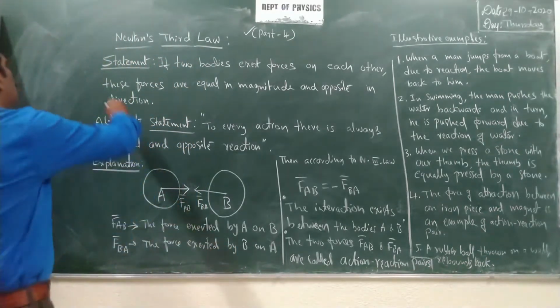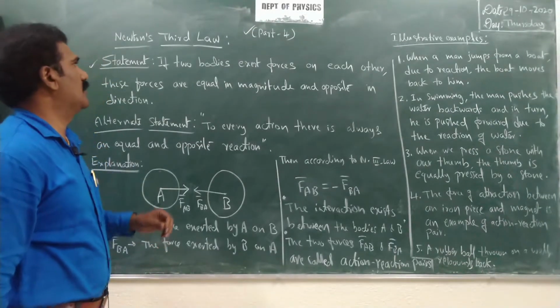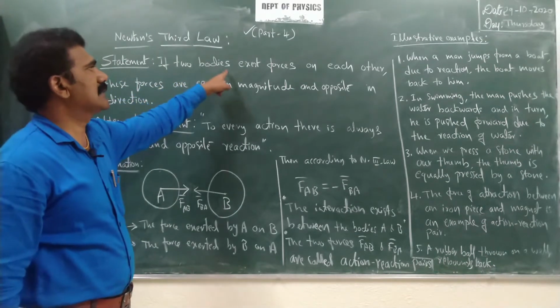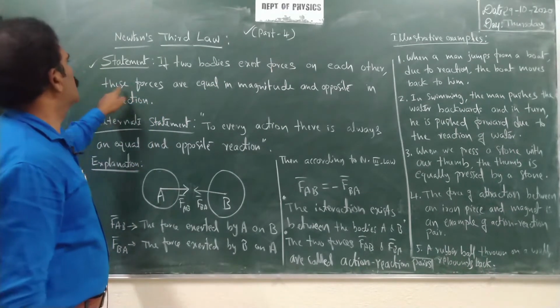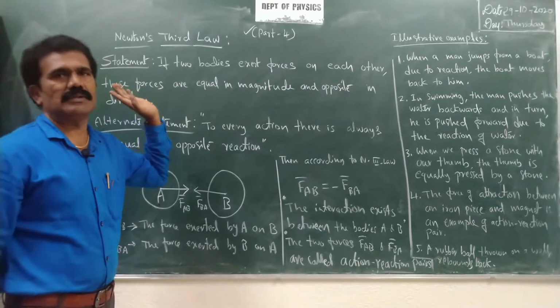As per the statements, you can consider Newton's third law in two forms. The first basic statement is, if two bodies exert forces on each other, these forces are equal in magnitude and opposite in direction. So very simple it is.